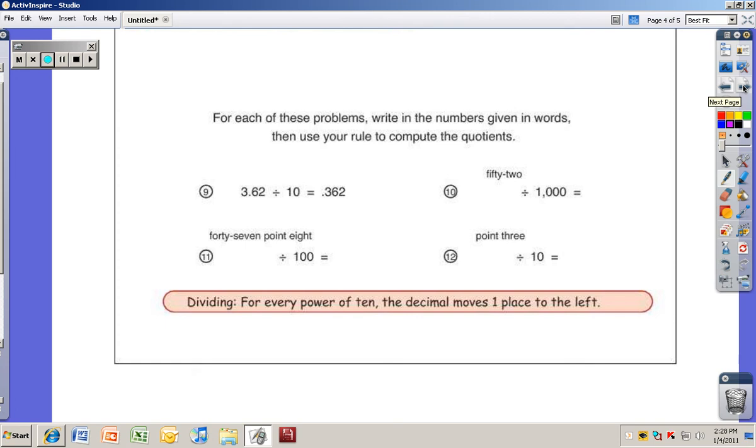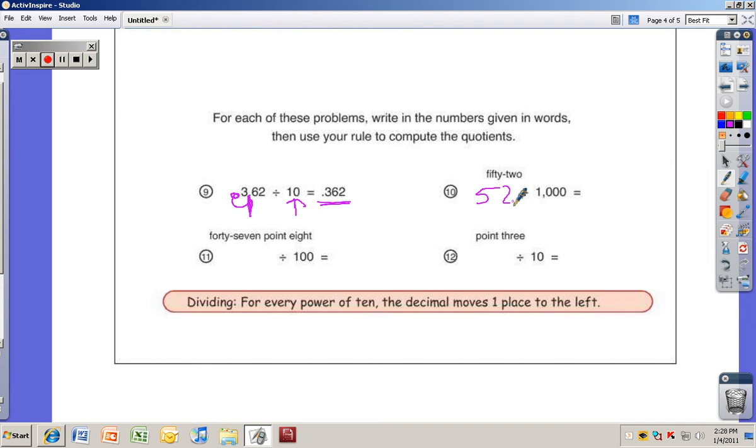Anybody think they can do these? You want me to do them? Okay. So number 9 is done for you. Here's the decimal point right there. And if I divide it by 10, that decimal point is going to move to the left 1 spot for the 1 zero. So the answer comes out to be 0.362. Easy. 52 divided by 1,000.